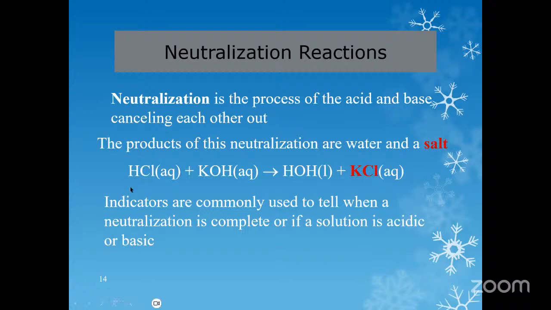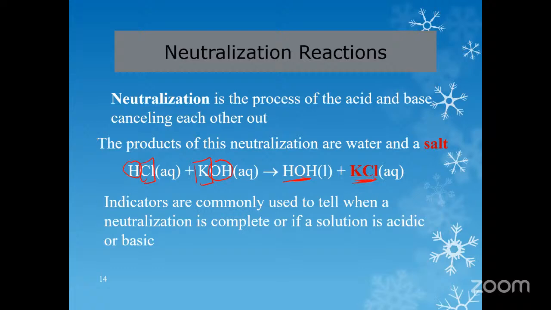Now, in this particular case, we're starting off with hydrochloric acid, and you're reacting it with potassium hydroxide. The water is formed as a result of the hydrogen coming together with the hydroxide, and that's how we end up with the water. Whatever is left will combine, which in this case is the potassium and the chloride, to form potassium chloride. So the salt is formed as a result of the positive part of the base coming together with the negative part of the acid.